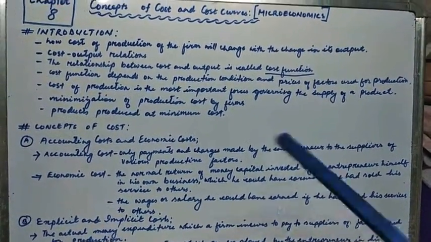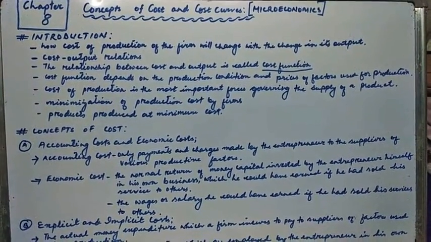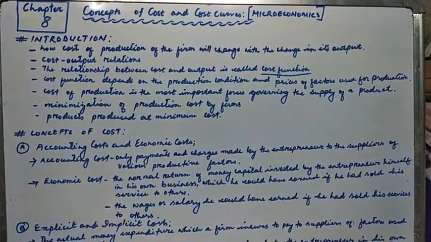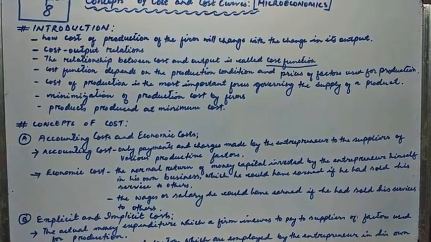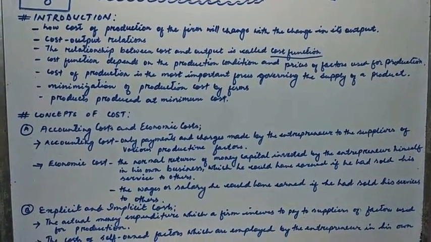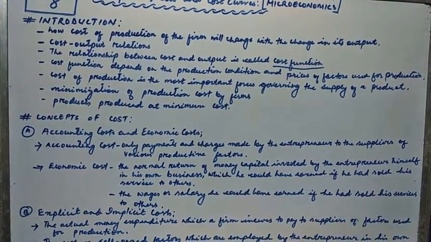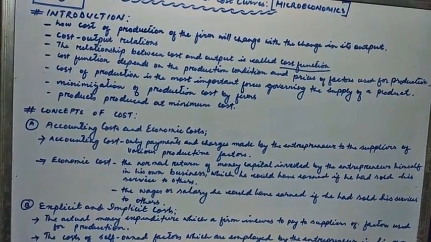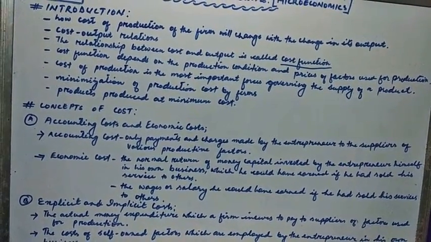In the previous chapter, that is chapter number 7, we have discussed the law of returns. So returns to scale, returns to factor, that we discussed in the previous chapter. This production condition, that is, returns to scale or returns to factor, also commands a degree of supply of goods. It means that this production condition also determines the supply of various goods and commodities.